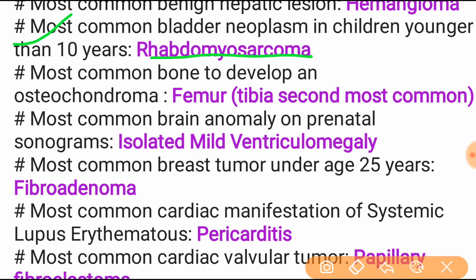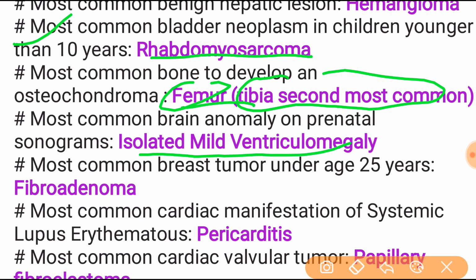The most common bone to develop an osteochondroma is the femur, and the tibia is the second most common. First is the femur. The most common brain anomaly on the prenatal sonogram is isolated mild ventriculomegaly. The most common breast tumor under the age of 25 years is fibroadenoma. It is also most common.